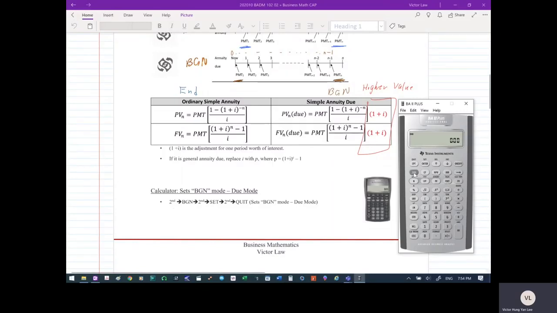Second function BGN, second function set, second function quit. And now your calculator has the BGN mode on the top right corner. If you don't want the BGN mode, you do the same thing: second function BGN, second function set, and then second function quit. And now the BGN mode is gone.